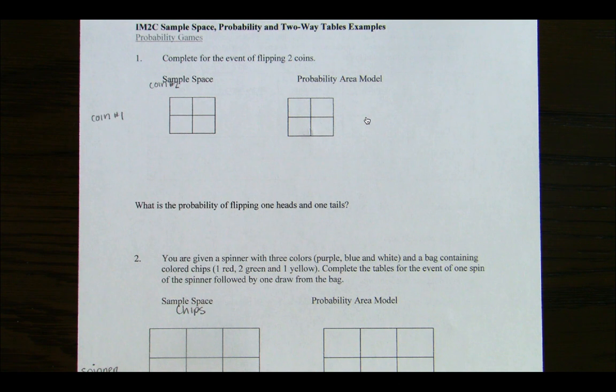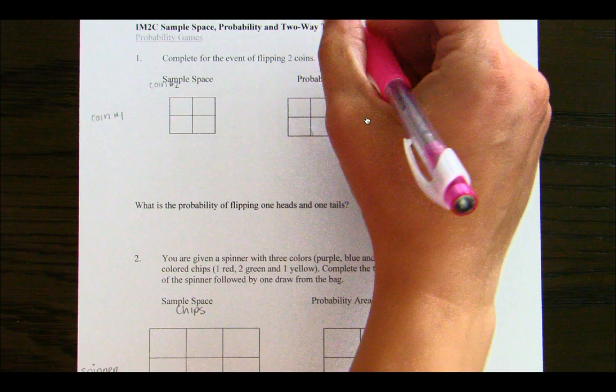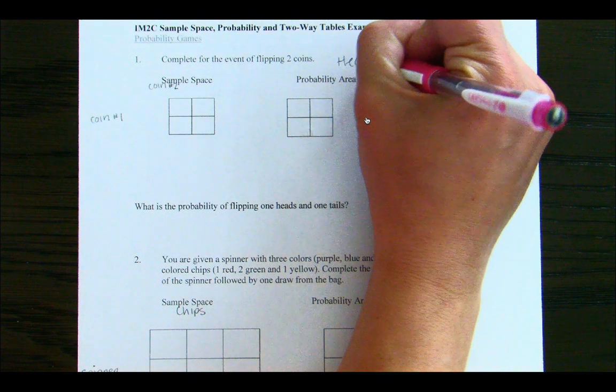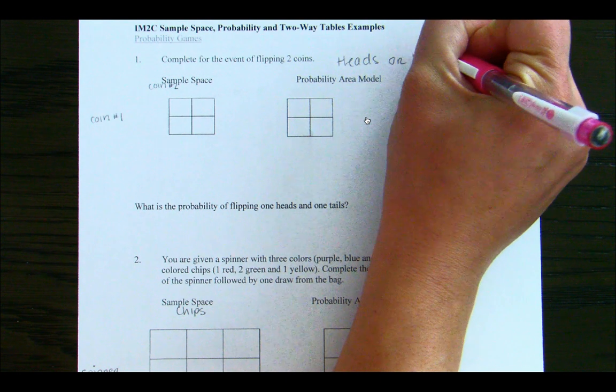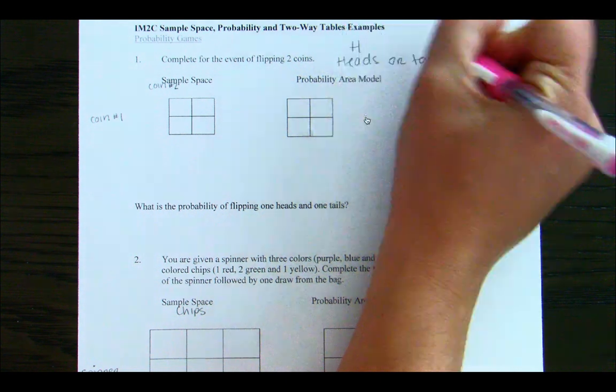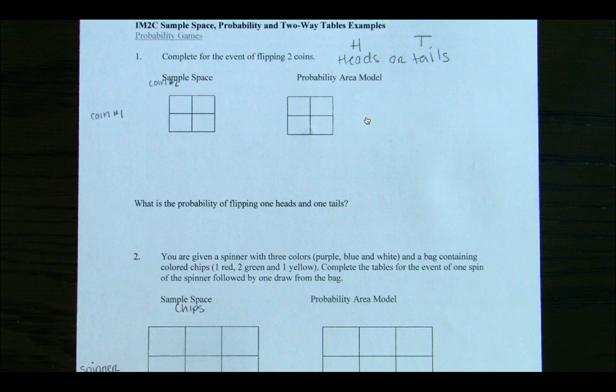In this video, we're going to look at sample space, probability, and two-way table examples. So the first probability game that we are going to be looking at is if I were to flip two coins. So we know that coins have heads or tails. But for simplicity, I'm going to call heads H and tails T. It usually makes it easier to find an abbreviation, especially when we're making a sample space or a probability area model.